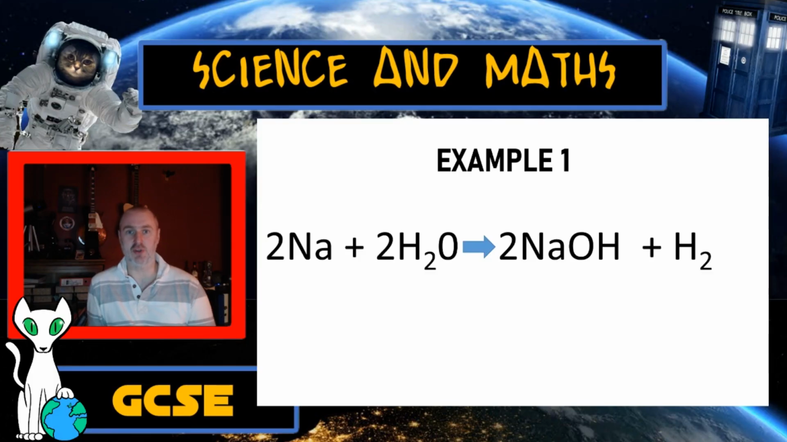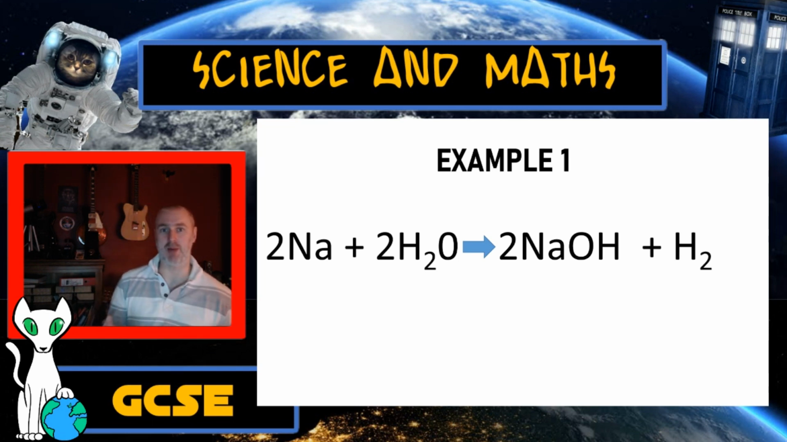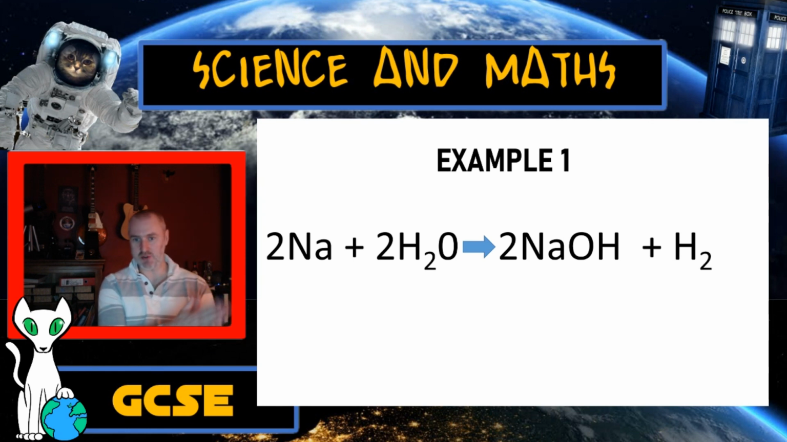So before I introduce the question we're going to be answering, it's really important we have a review on why we balance equations, or what a balanced equation tells us. If we have a look at this equation here, I have balanced it for you. I have put a 2 in front of the Na, or sodium, a 2 in front of the H2O, which is water, and a 2 in front of the NaOH, which is sodium hydroxide.